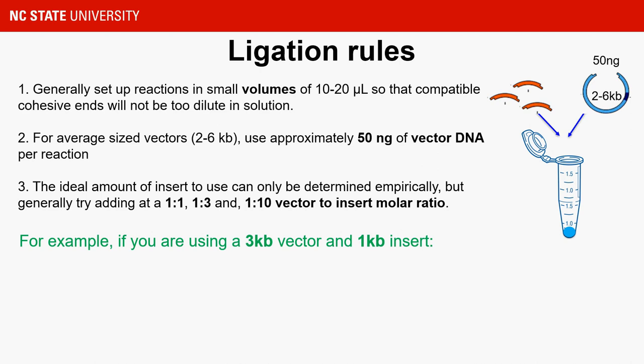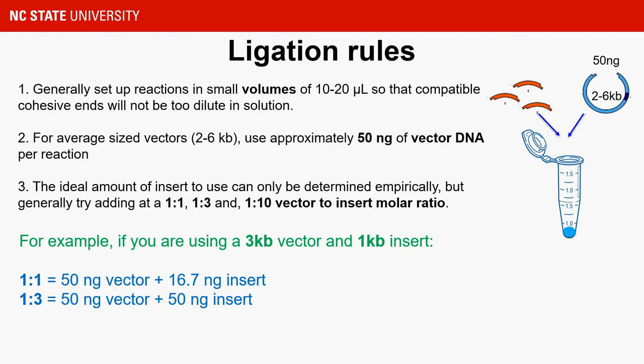For example, if you are using a 3 kb vector and a 1 kb insert, and you want a 1:1 vector to insert molar ratio, you want to use 15 nanograms of vector with 5 nanograms of insert. If you want a 1:3 vector to insert molar ratio, you want to use 15 nanograms of vector with 15 nanograms of insert. If you want a 1:10 vector to insert molar ratio, you want to use 15 nanograms of vector with 50 nanograms of insert.